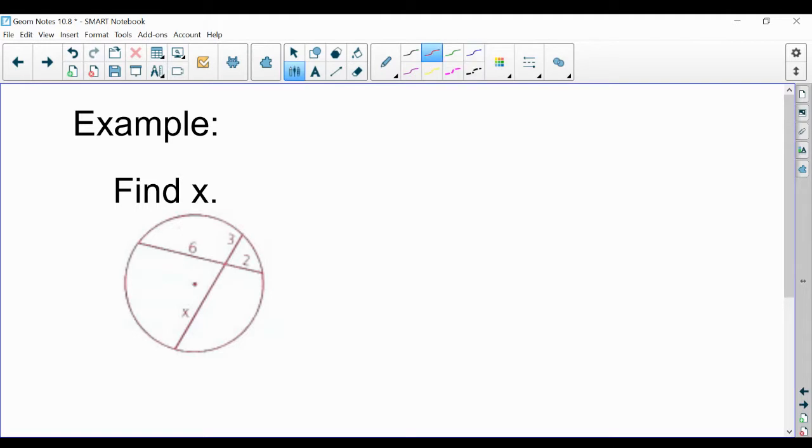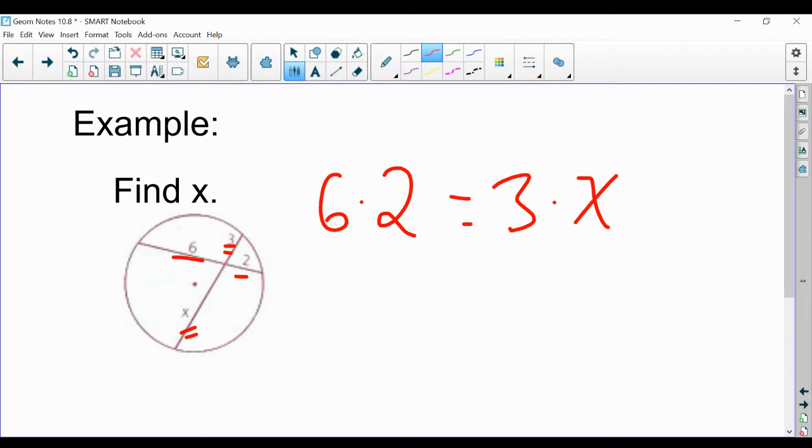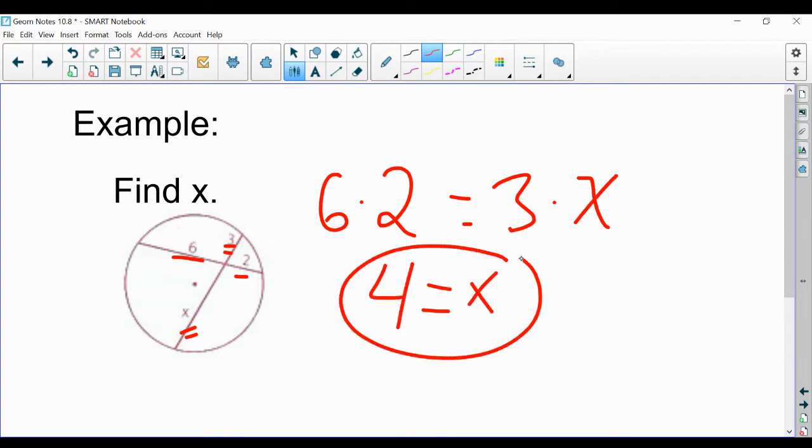So we want to find X. And I have two chords that intersect, and I'm going to use the chord power theorem. So 6 times 2 is equal to 3 times X. So 12 is equal to 3X, so that means that X is 4. Okay, very simple application. That's when two chords intersect.